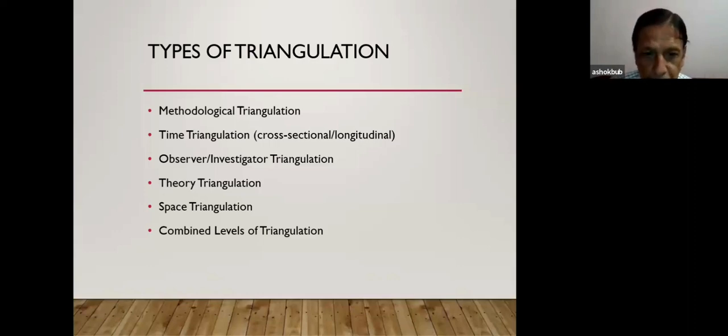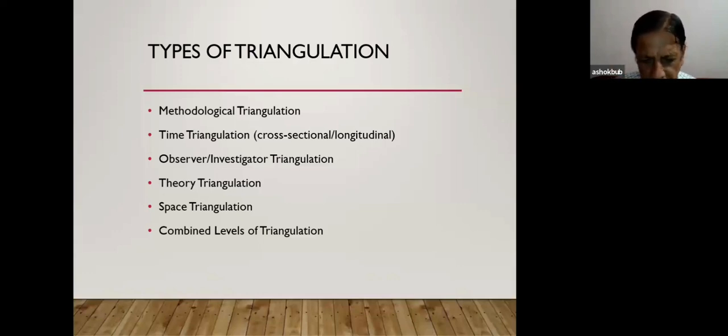Then you have space triangulation. When you say space triangulation, this refers to the geographical or physical spaces. Culture itself may vary from one nation to the other, or as you move from one part of the globe to the other. The phenomenon you are studying may be the same, but the manner in which it operates, the reality of that phenomenon on the population, may vary from one country to the other or one geographical area to the other. So space triangulation refers to this particular factor.